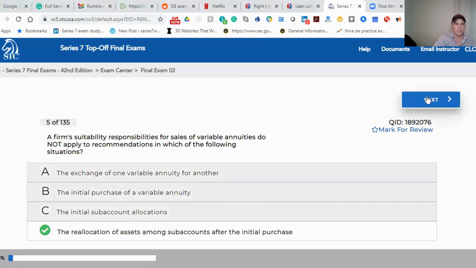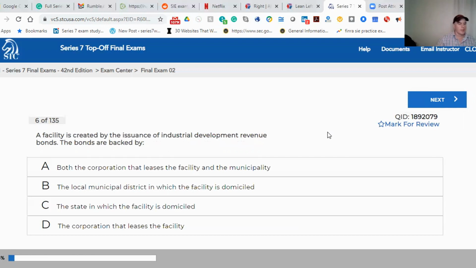Love it. Hope we keep this streak up. I'm going to blow one because I'm going too fast.